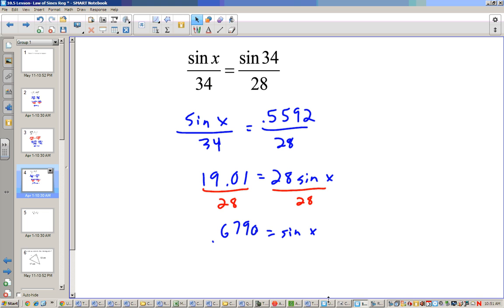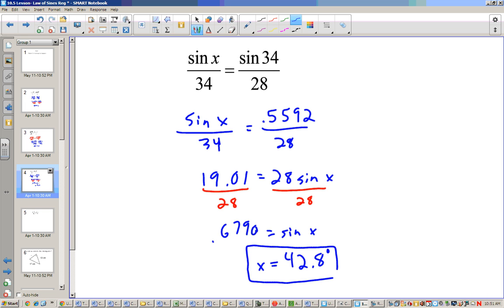Great. Now what we need to do is, if I have the sine of x equals a value, to find this angle, I have to take the inverse sine. So I take the inverse sine of 0.679, and I have an angle. My x value is 42.76, or you can say 42.8 degrees. And that's the angle that would be up here.